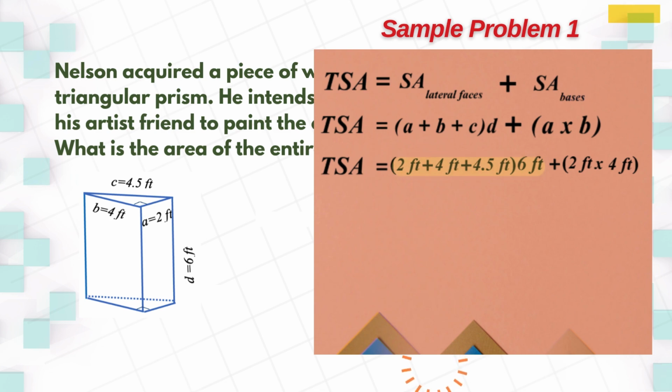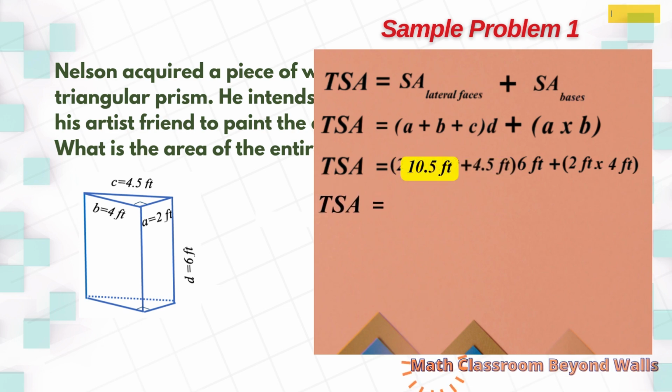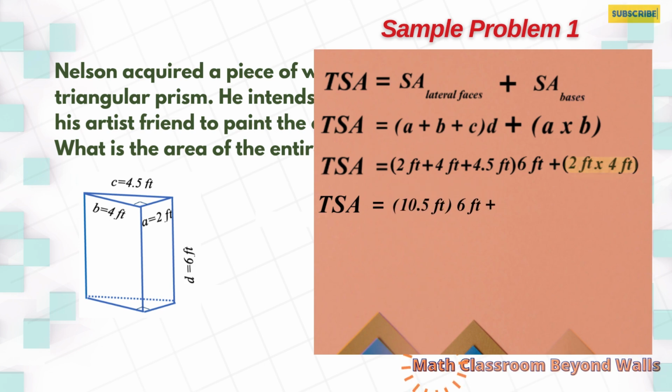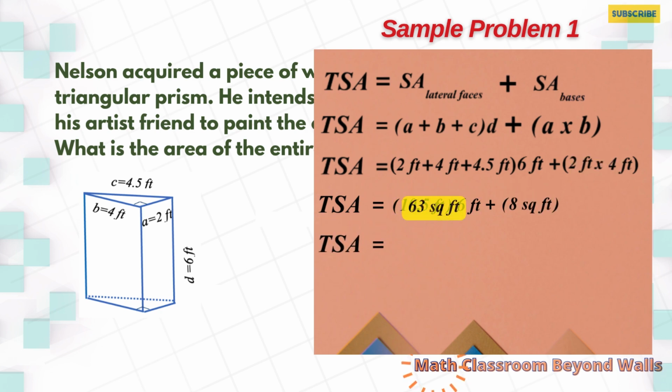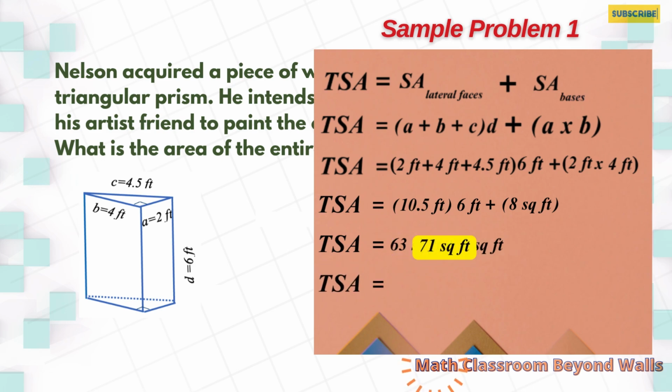2 feet plus 4 feet plus 4.5 feet times 6 feet plus 2 feet times 4 feet. Adding 2 feet, 4 feet, and 4.5 feet gives us 10.5 feet. Multiplying 2 feet and 4 feet gives us 8 square feet. Multiplying 10.5 feet and 6 feet gives us 63 square feet. Adding 63 square feet and 8 square feet gives us 71 square feet.